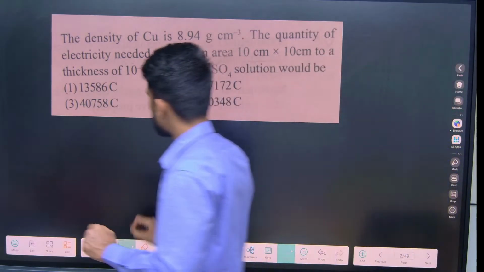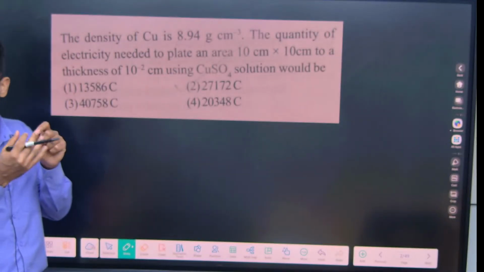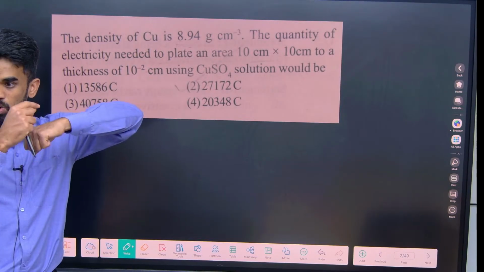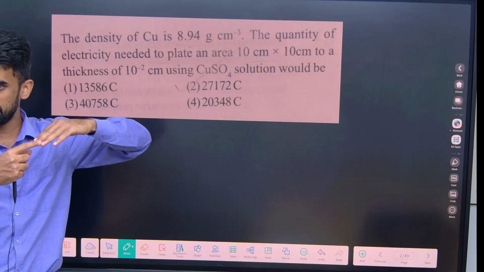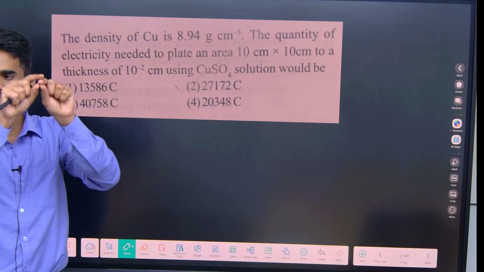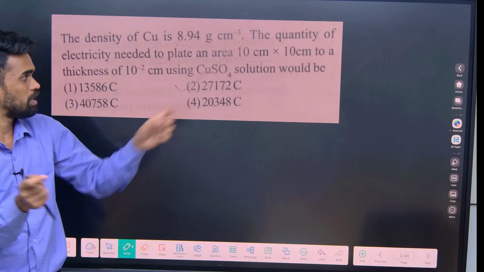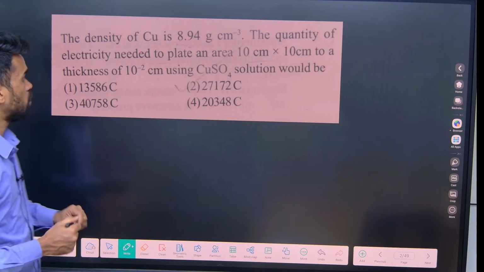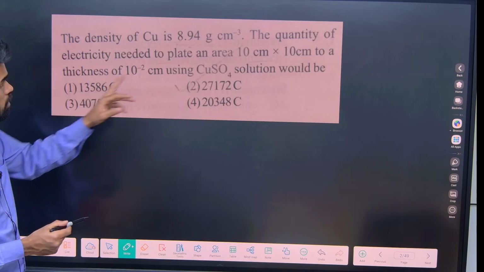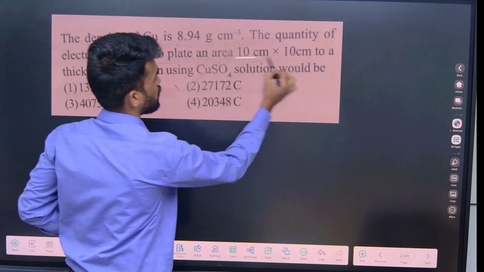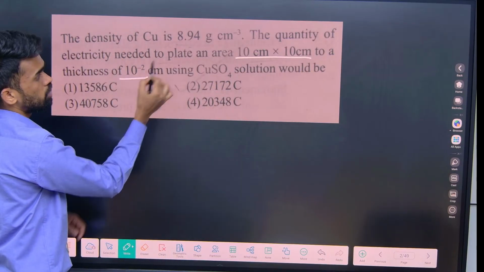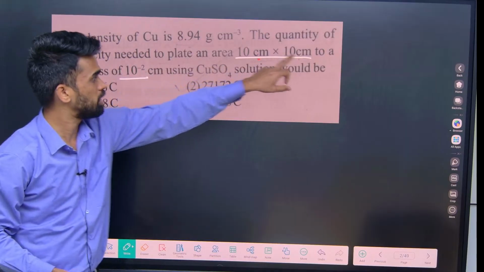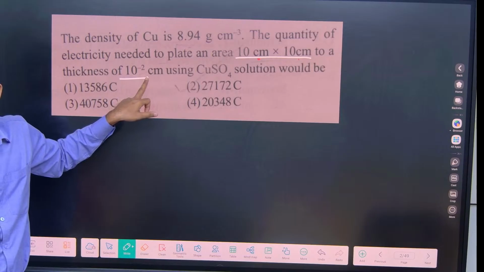See, first of all, what they are doing is the electroplating technique. Something like some ornaments, they will say gold plated ornament, right? Inside there will be normal metal, but on that gold will be plated. Similarly here it is copper plating, so we can say it is an electroplating method. Now what is the data they have mentioned? They mentioned area and thickness. So area into thickness, like L into L, centimeter into centimeter. What are we going to get? Volume.